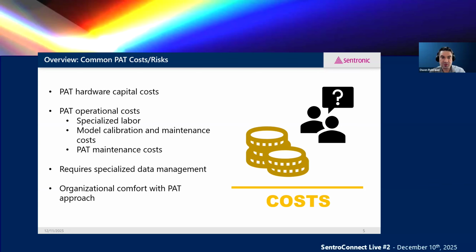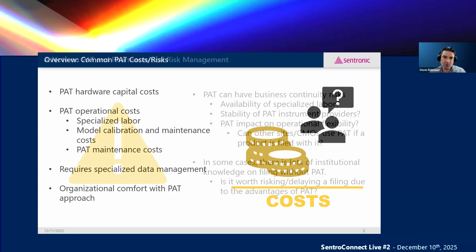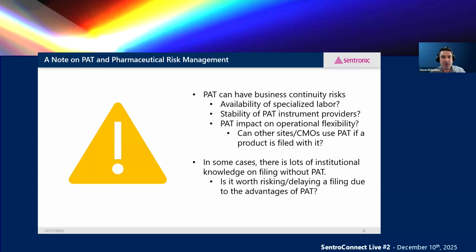And last but not least, organizational comfort with a PAT approach. The pharmaceutical industry is a fairly conservative industry. We've been doing chromatography since the 1970s, and that's been a consistent way to get the manufacturing process filed with regulators. There are many business advantages of PAT. However, there can be some risk associated with that, particularly in terms of filing.